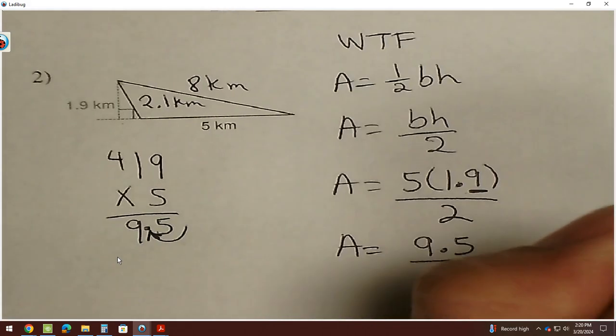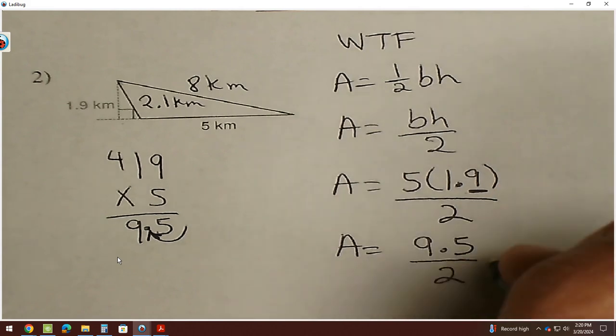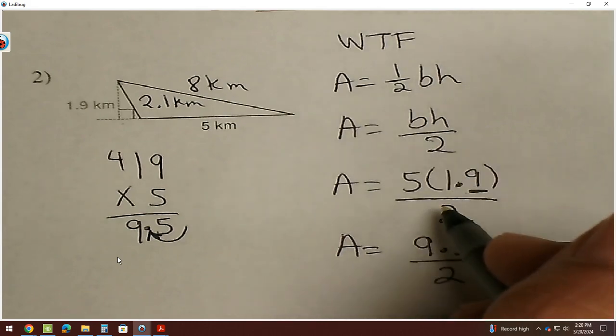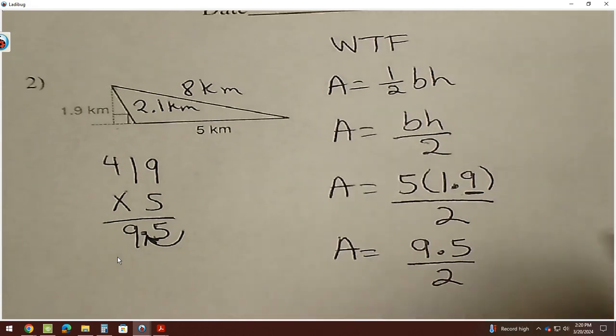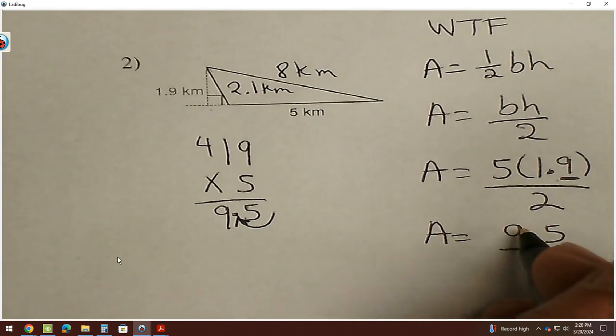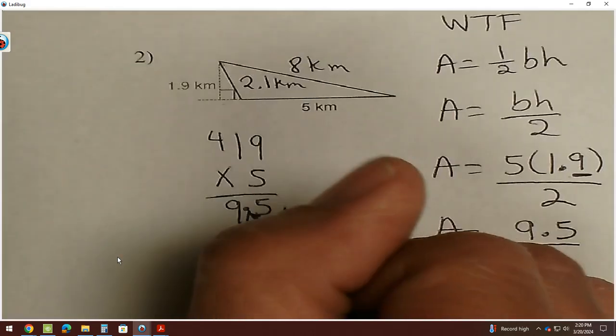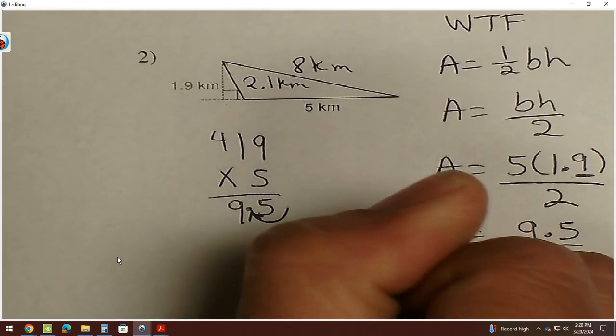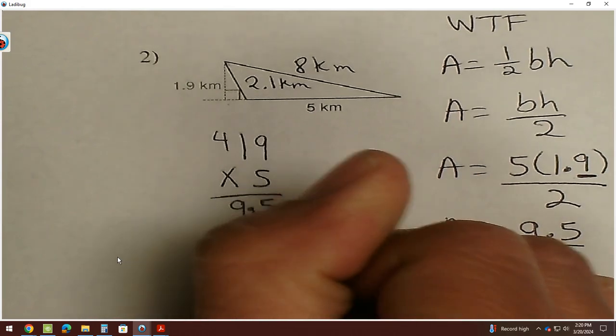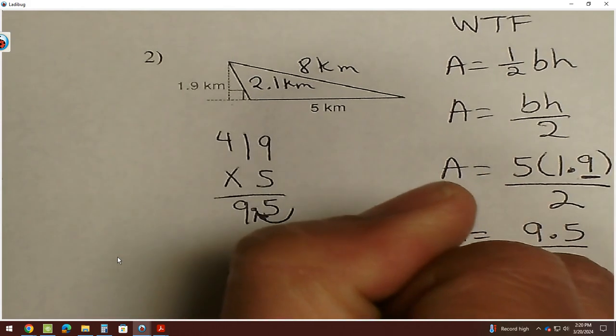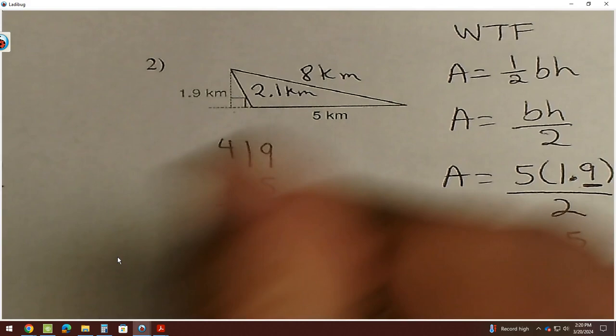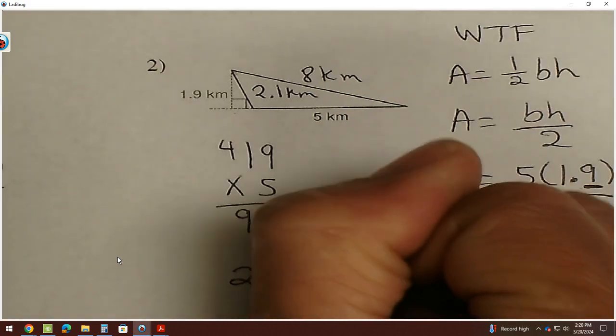divided by 2. I could stop there, but the last step for a triangle is to divide by 2. The last step for a trapezoid is to divide by 2. That 2 has to continue coming down until we're done with it. Now we have 9.5 divided by 2, so keep the decimal where it's at, you don't move it. The decimal is right there, so move it up right there, line them up.